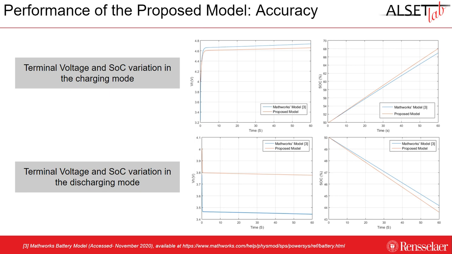Now we are doing the experiments. So we are comparing our proposed model with the MathWorks benchmark model here. We can see that both under charging and discharging conditions, our model performs fairly closely to the benchmark model. For discharging, the terminal voltage shows a minor mismatch of 0.3 volts, but it's nothing to be gravely concerned about.